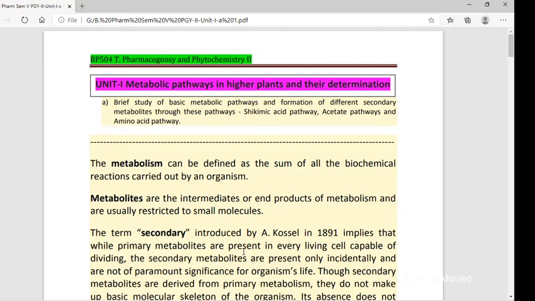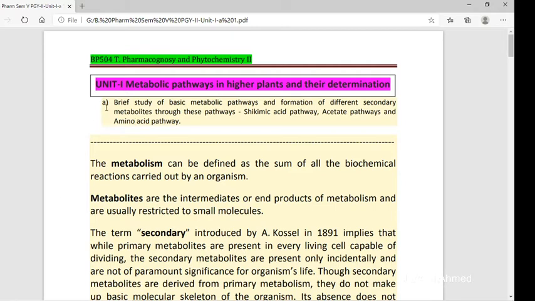Today we are on lecture Pharmacognosy and Phytochemistry. Unit first, chapter first, under the subject metabolic pathways in higher plants and their determination. Under this chapter unit, we have to cover 2 points.